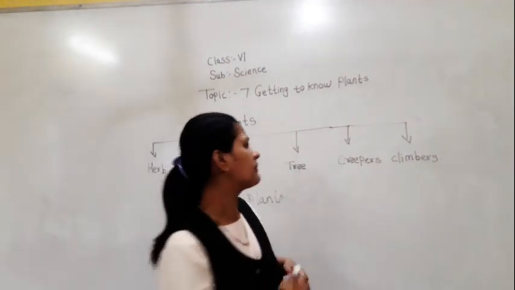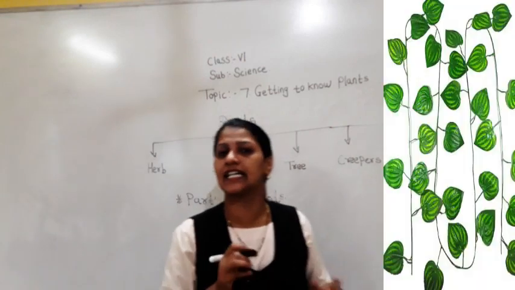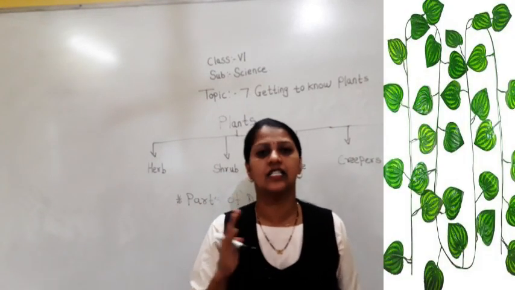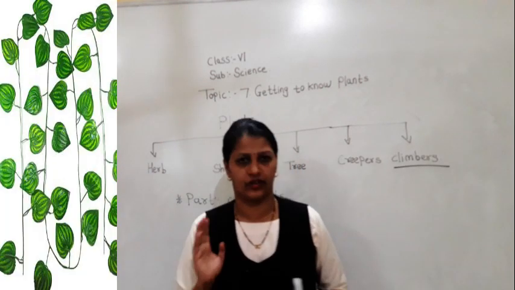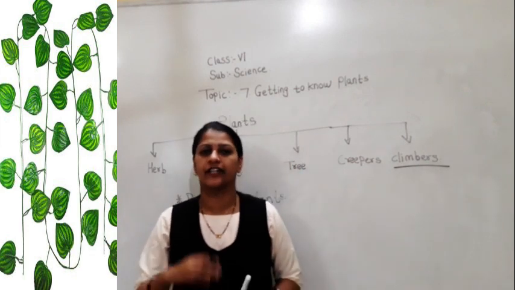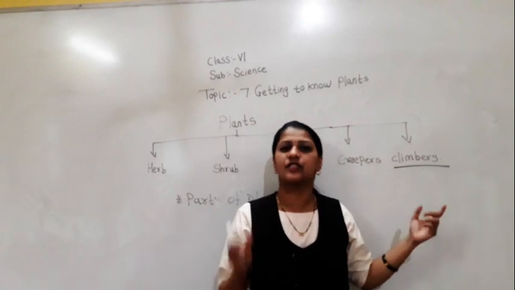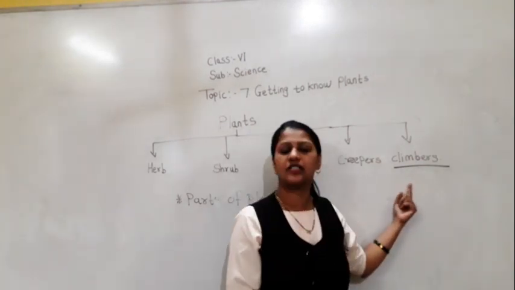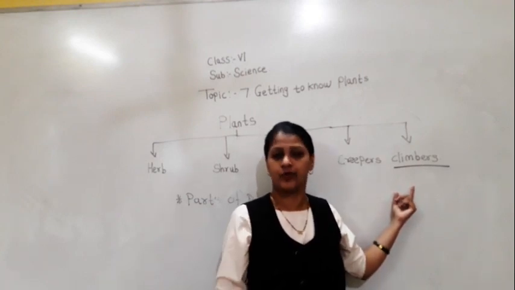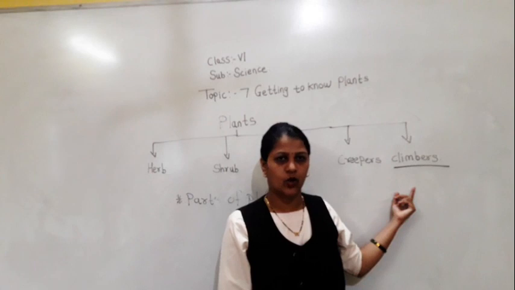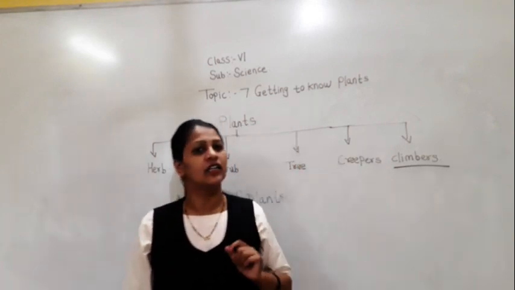Climber, the name itself tells you, means it climbs. But it needs a support. For example, the money plant. It grows on the wall. It takes the support of a wall and it can grow, as the stem is weak. So it takes the support of a wall or any hard object, and it can grow. Such plants are called climbers.